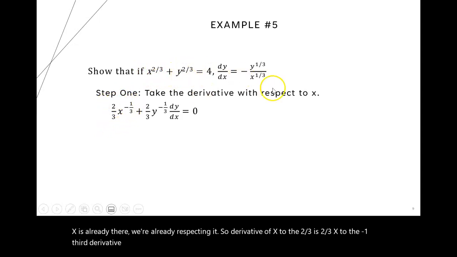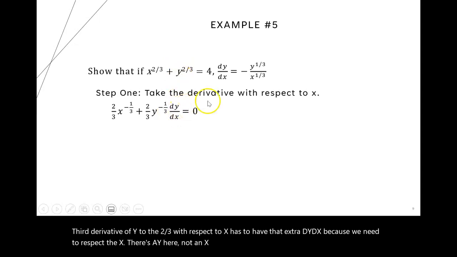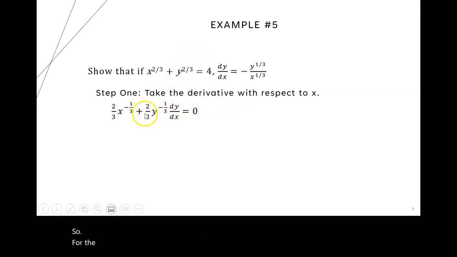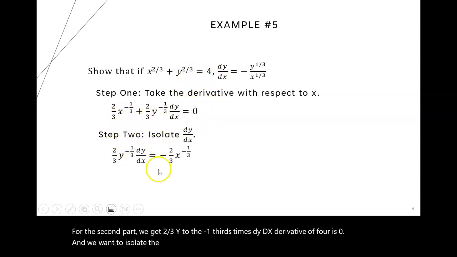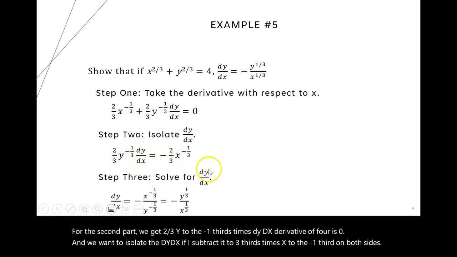The derivative of y^(2/3) with respect to x has to have that extra dy/dx because we need to respect the x. There's a y here, not an x. Y is some sort of a function of x. So for the second part, we get 2/3 y^(-1/3) times dy/dx. Derivative of 4 is 0. Then we want to isolate the dy/dx. So I subtracted 2/3 times x^(-1/3) on both sides. And then I want to solve for dy/dx.